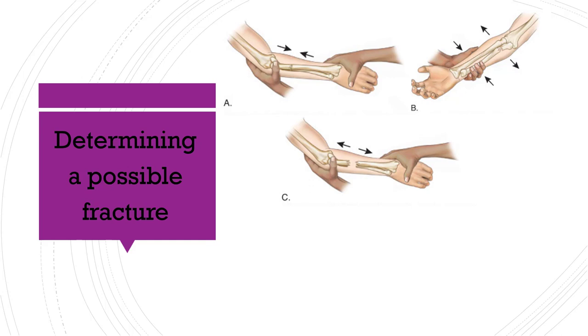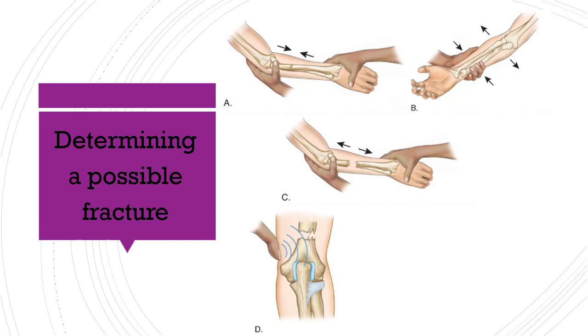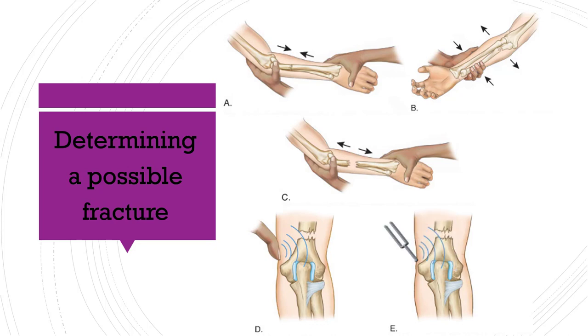We could also use percussion, which is where we tap near the site of the injury to see if the vibrations from the tapping cause pain as the bone ends vibrate together. Or we could use the vibrations from the tuning fork. The vibrations from the tuning fork will cause pain when the fractured bone ends vibrate against each other. When the tuning fork is hit, it actually causes the two ends of the tuning fork to vibrate. So when we press it on the individual, the vibrations are felt in the bone.